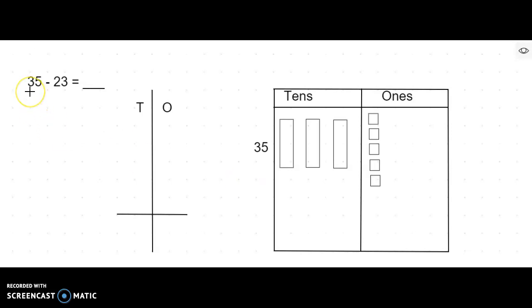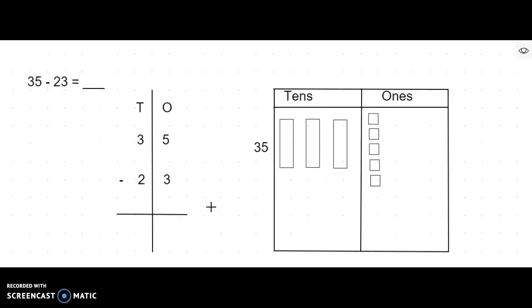The whole we are breaking apart is 35 because we're doing 35 take away 23. So I'm taking 23 out of my whole 35. So the only number I need to show for subtraction is 35 because that's the whole that I'm going to break apart. Our vertical subtraction is a little different too. In vertical subtraction, the whole needs to be on the top because that's what we're taking away from. So since our whole is 35, that's what we're breaking apart. I'm going to put that on the top. And I'm going to put 23 on the bottom.